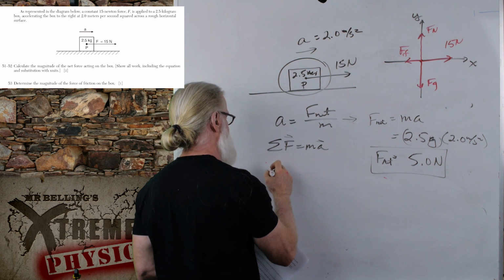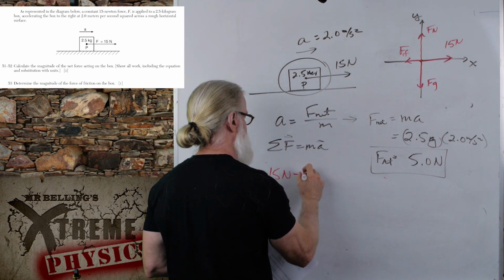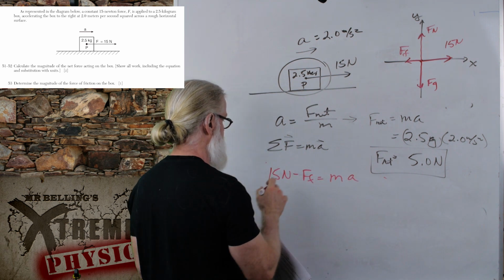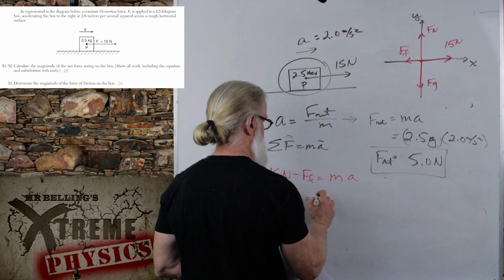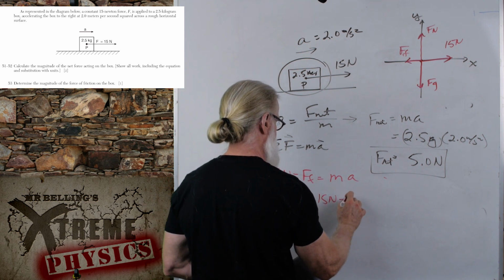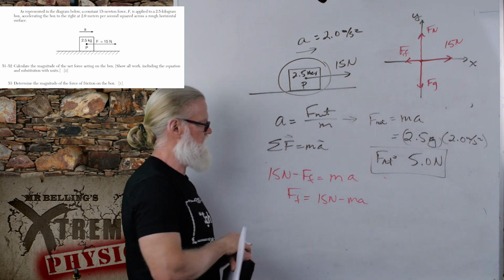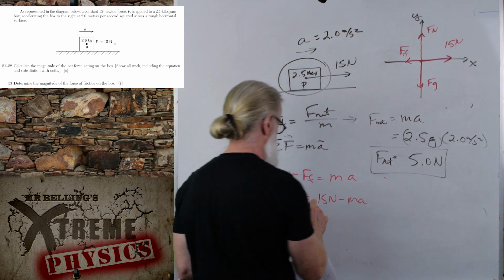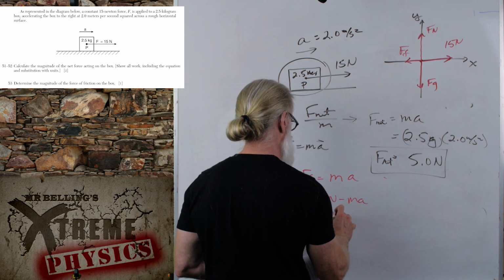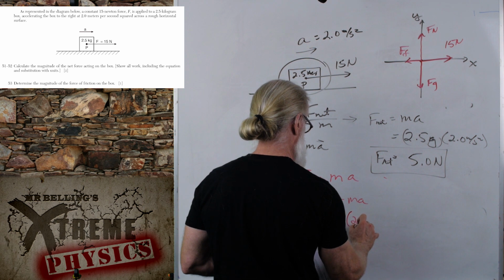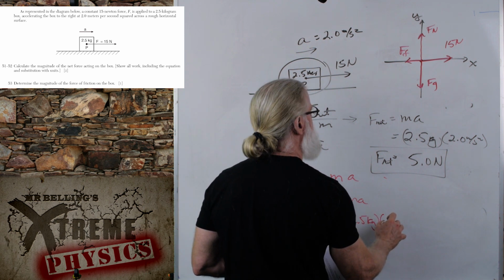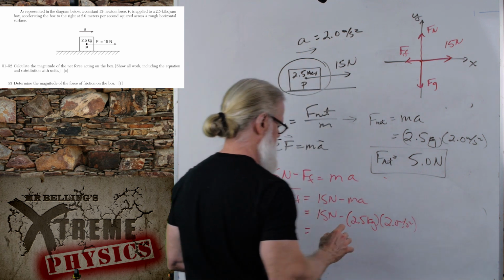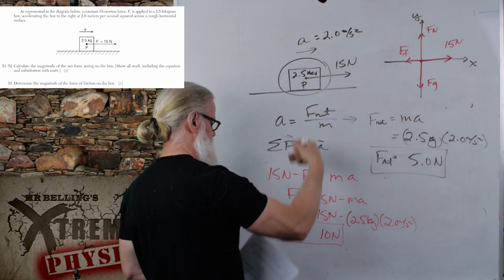So we had 15 newtons minus the force of friction equals mass times acceleration. So the force of friction, therefore, is 15 newtons minus ma, just solving the algebra there. I brought the force of friction over to the other side: it equals 15 newtons minus 2.5 kilograms times 2 meters per second squared. Looks like 10 newtons. The force of friction is 10 newtons.